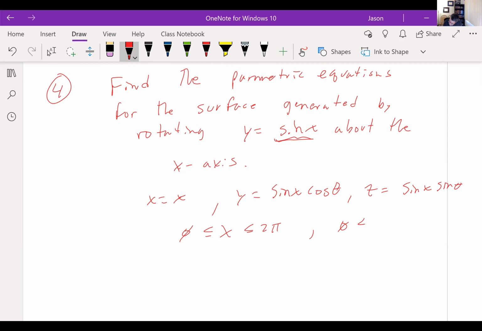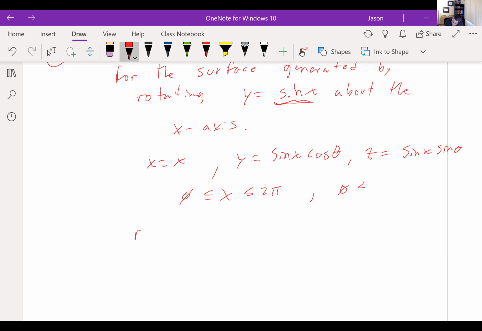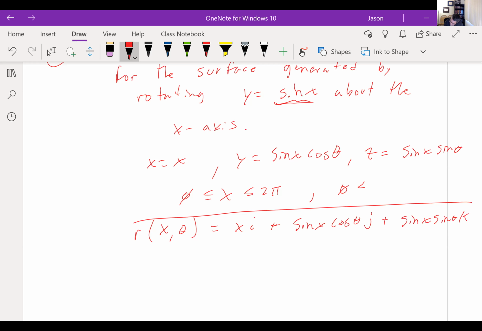Okay, and if we wanted a vector valued function for this, we would say this is a vector valued function on x and theta, which is equal to x i plus sine x cosine theta j plus sine x sine theta k. Okay, where 0 is less than or equal to theta, which is less than or equal to 2 pi.